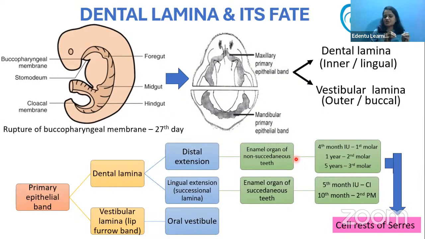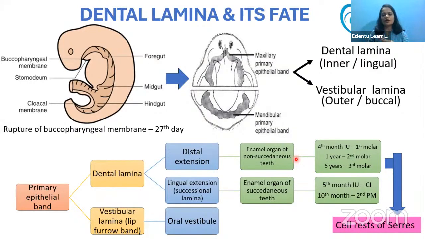From the distal extension of this dental lamina, usually the enamel organs of non-succedaneous teeth are formed. Non-succedaneous teeth means the molars. So the enamel organs of these molars are formed from this distal extension. And from the lingual extension, which is also called the successional lamina, remember, the enamel organs of succedaneous teeth are formed. That is an easy way to remember: MD, molars from the distal extension of the dental lamina, and all the other teeth, the succedaneous teeth, from the successional lamina, which is the lingual extension of the dental lamina.